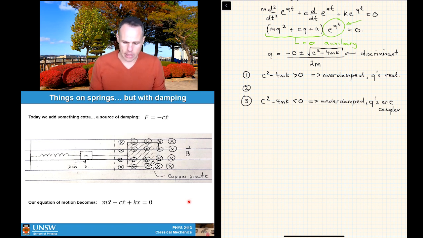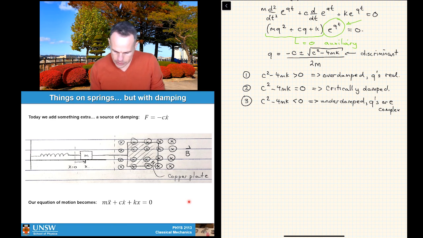And then there's a limiting case in between, c squared minus 4mk equals 0. And this is a case that we call critically damped. And so here the q's are still real. They're right at the point where they're transitioning from being real to being complex, and we're on the boundary between 2 different types of solution.